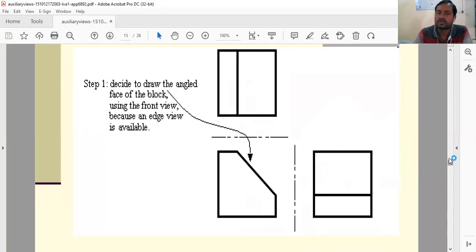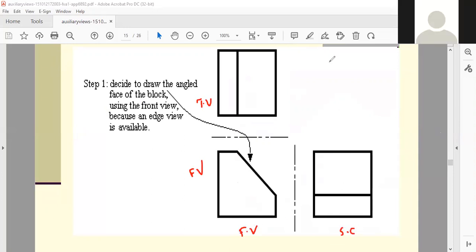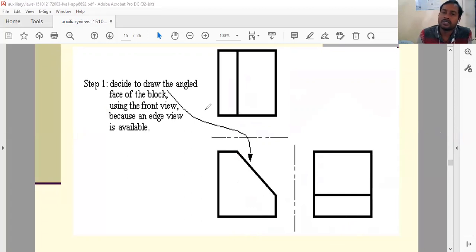So now look at this. For this, you should draw the auxiliary view. How can you draw the auxiliary view? There are two methods: front view and top view, and the second one is front view and side view. So by using these two methods, we can draw. So first of all, let us use these two.